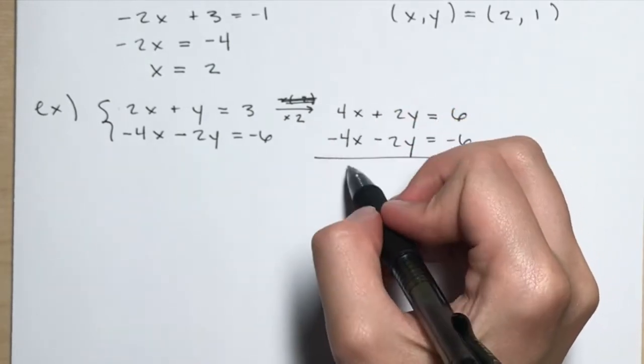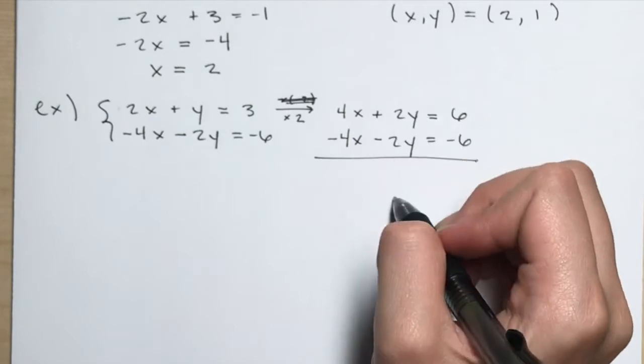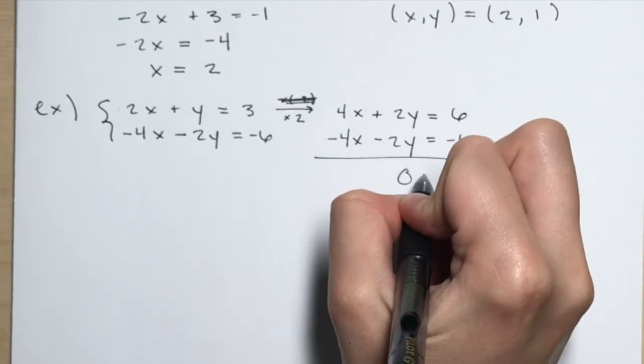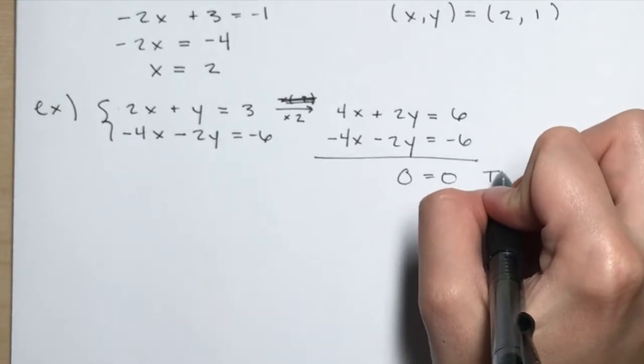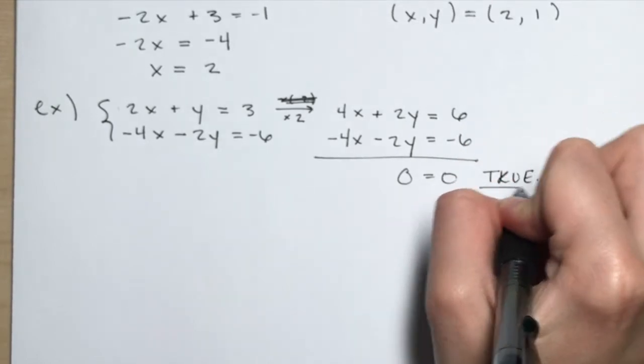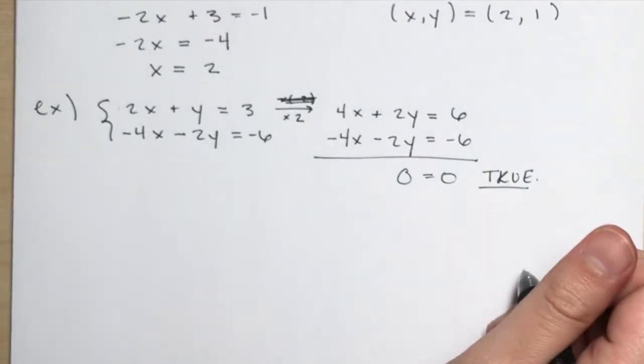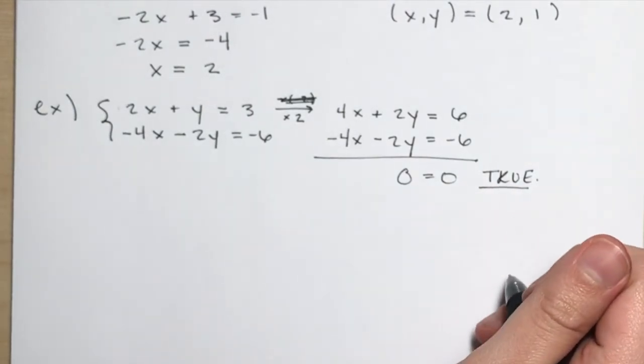I add up over here, I get 0. I add up here, I get 0, and I add up here, and I get 0. So I have 0 = 0. This is a true statement. We have infinitely many solutions. We need to express those infinitely many solutions in a more specific way.